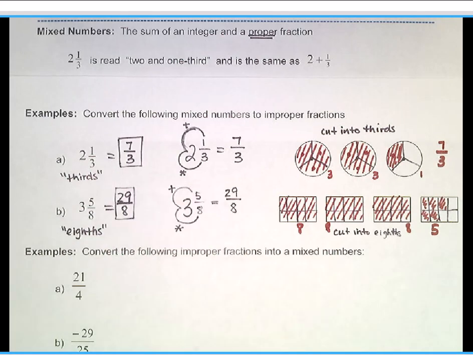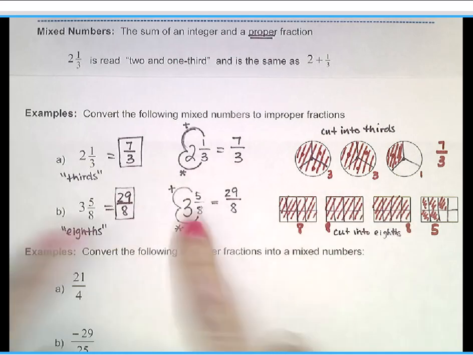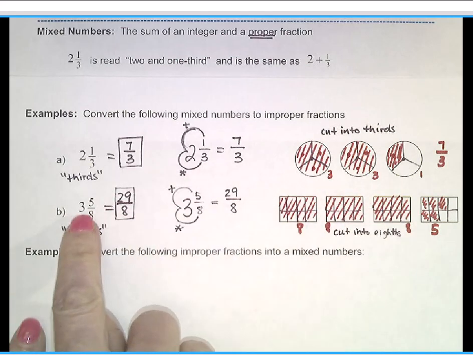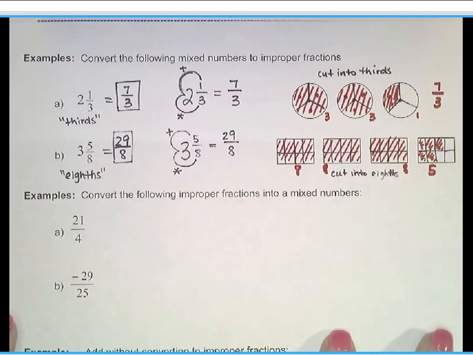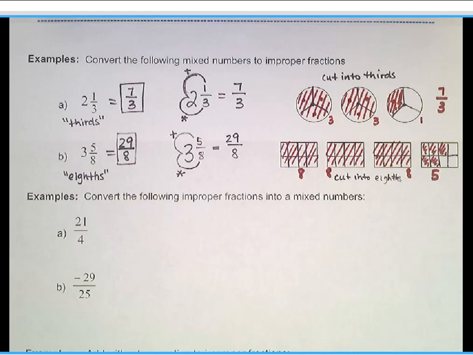So you can just use the shortcut. You don't have to draw the picture, but I think it's important that you see the link between the mixed number and the improper, and I think the picture does a really good job of explaining that. So now let's go the other way. Let's convert the improper fractions into mixed numbers.